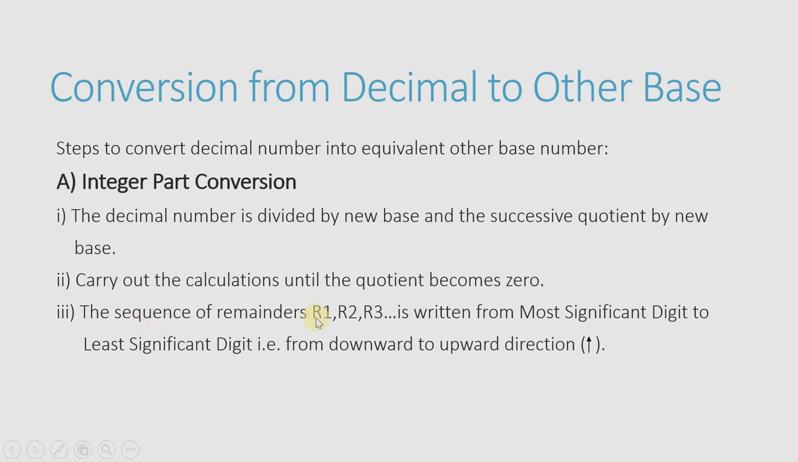Now the sequence of remainders is r1, r2, r3, up to rn. Here r1 is the least significant digit, whereas rn is the most significant digit. When the quotient becomes 0, we have the remainders r1, r2, r3. We have to write them from the most significant digit to the least significant digit, that is, from the bottom upward.